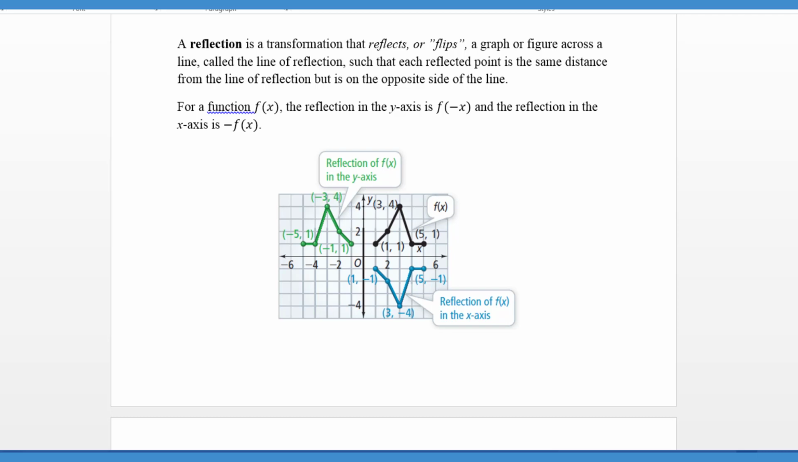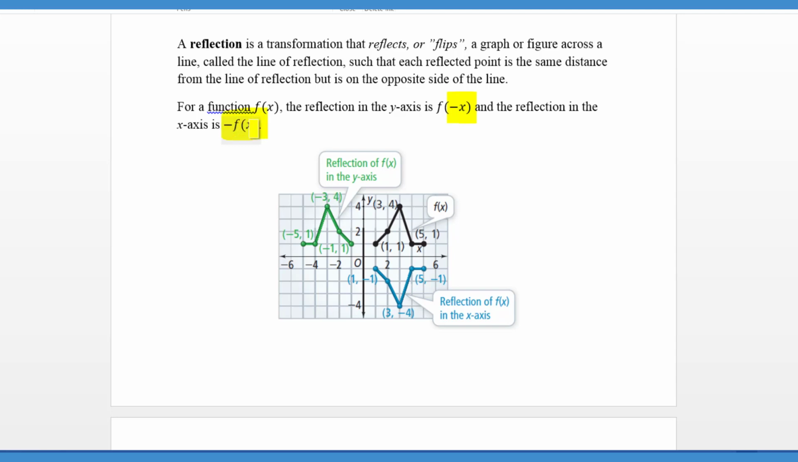So I'll give you a quick visual here, with the black graph being f of x. You can see when we reflect it across the y-axis that all of the x values actually change place, and that's kind of given to us in this little part right here. We see that when we reflect over the y-axis, the x is negated.